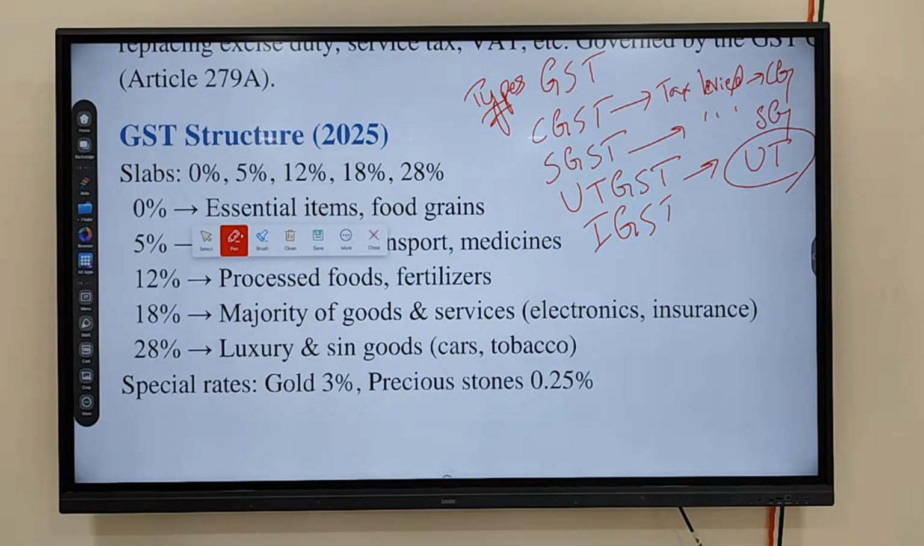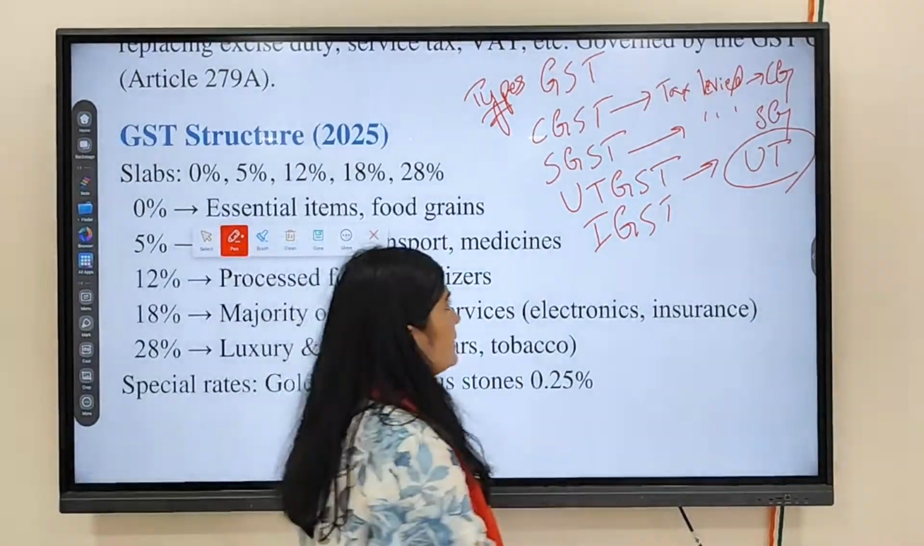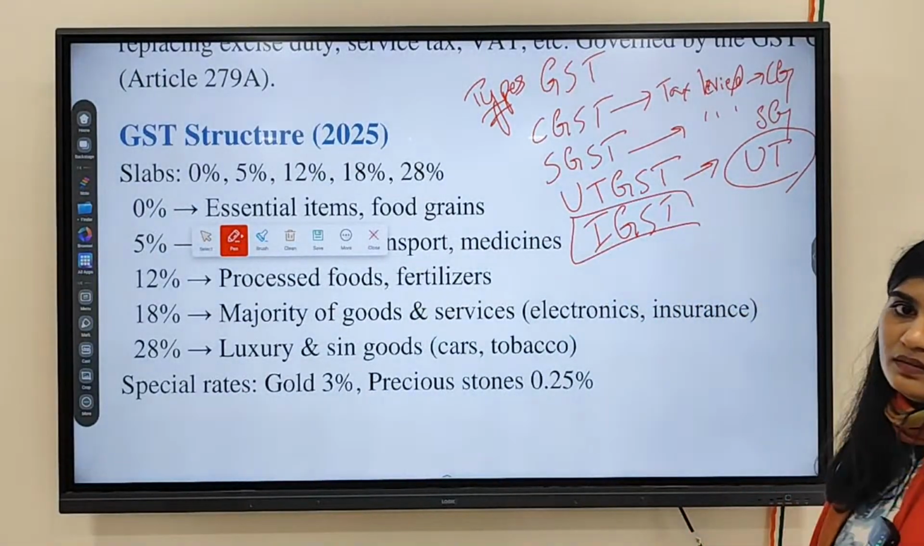Then Pondicherry, National Capital Territory of Delhi, Ladakh, and Jammu and Kashmir, Daman and Diu, Dadra and Nagar Haveli. Both are one itself. They have been merged. Now Daman and Diu, Dadra and Nagar Haveli, in total, are called one union territory. There is Chandigarh also. And what is IGST? Integrated GST.